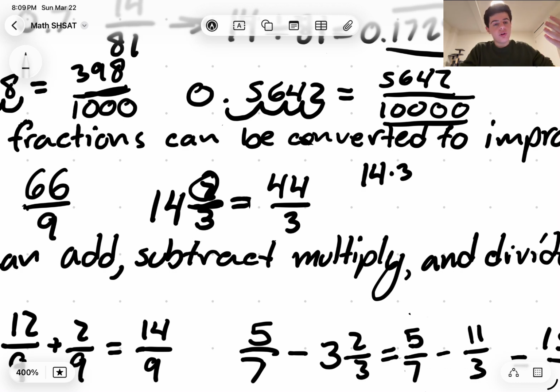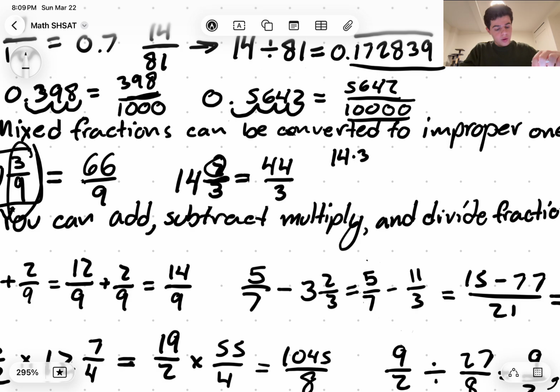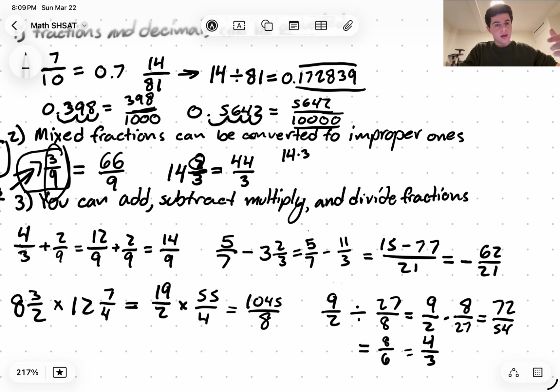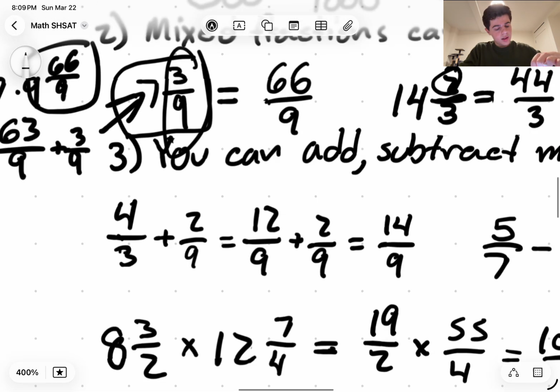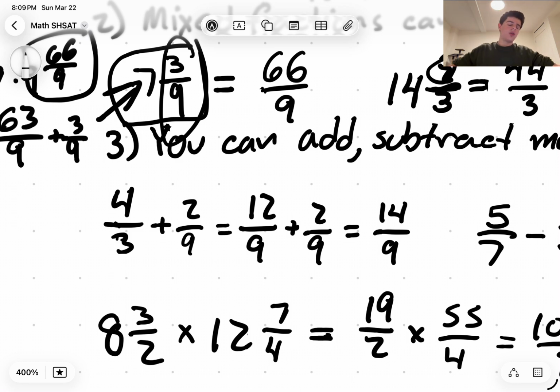When you want to add or subtract, and sometimes when you multiply and divide as well, it is so much easier to just use improper fractions and then convert back afterwards rather than trying to figure it out in a mixed form. So on that note, let's move on to adding, subtracting, multiplying, and dividing with fractions. Here's our first case, adding two fractions.